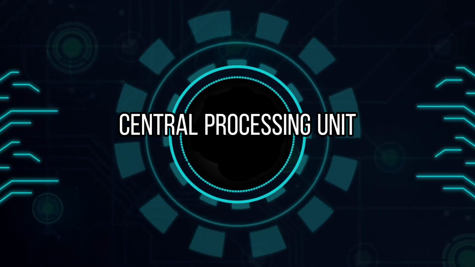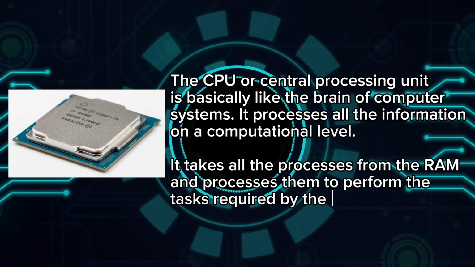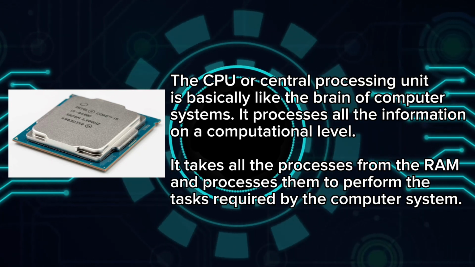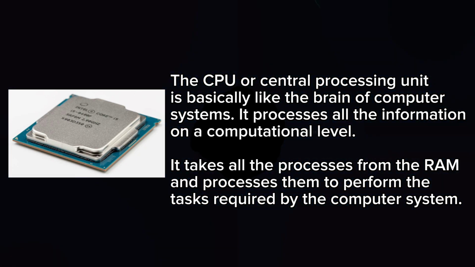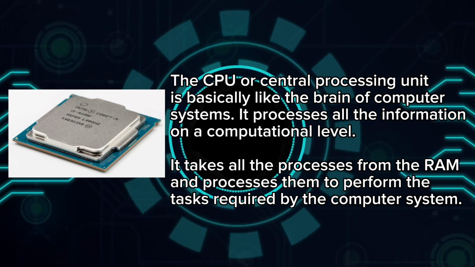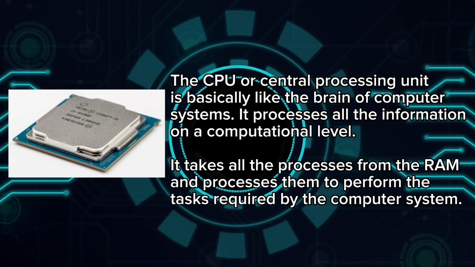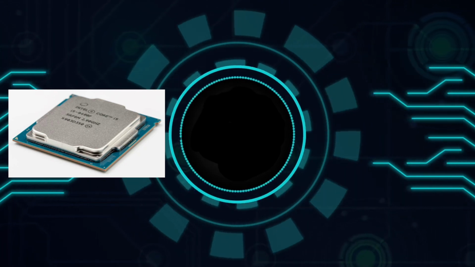Central Processing Unit. The CPU, or Central Processing Unit, is basically like the brain of computer systems. It processes all the information on a computational level. It takes all the processes from the RAM and processes them to perform the task required by the computer system.